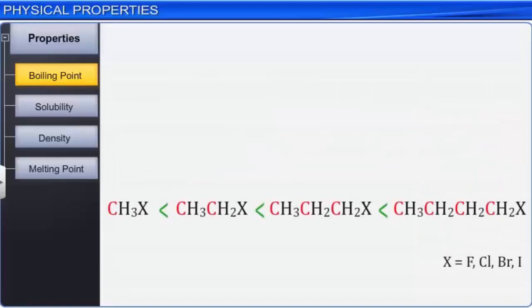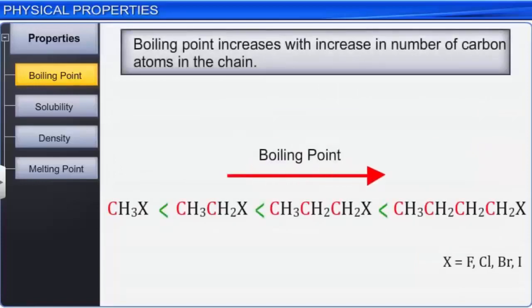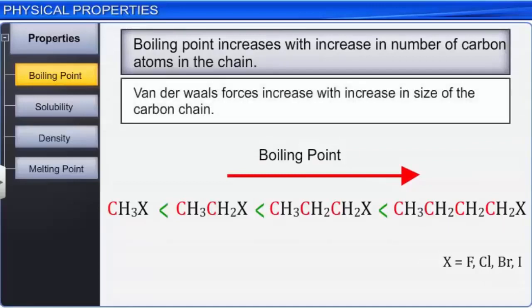For a given halogen, the boiling point increases with an increase in the number of carbon atoms in the chain. This is again due to the increase in the magnitude of van der Waals forces of attraction with an increase in the size of the carbon chain.